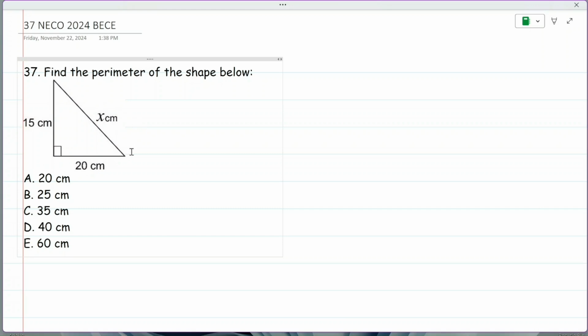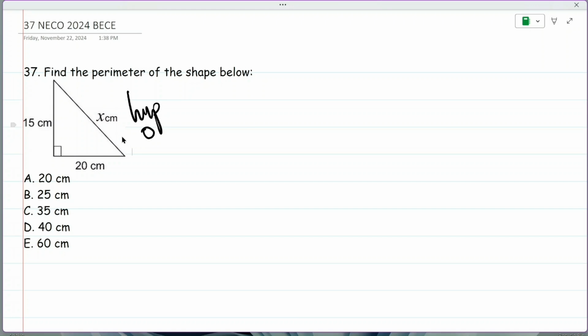And we don't know the value of this. This is x. And since this is a right angle triangle, we can use Pythagoras theorem to find this missing side. The missing side is the hypotenuse. This is where we have our 90. The side facing the 90 is the hypotenuse. So x is the hypotenuse.